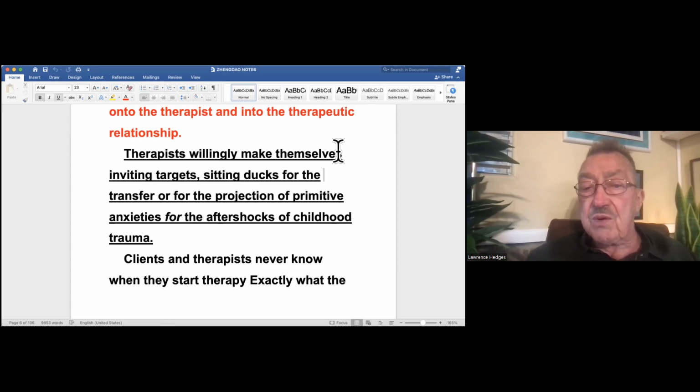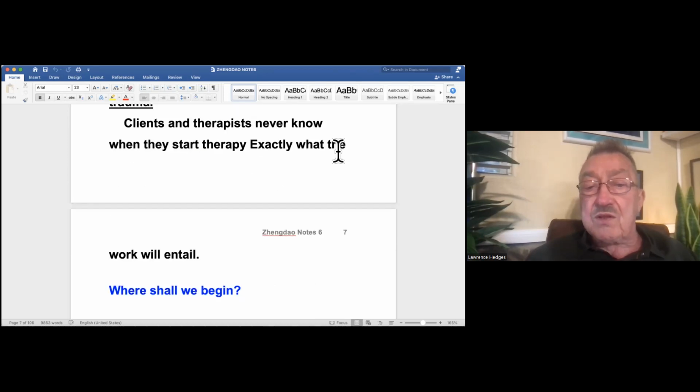Clients and therapists never know when they start therapy exactly what the work will entail. When over- or understimulating traumas occur in infancy, that is, when there's not enough response from the environment, or when the response from the environment is too strong or overwhelming, in infancy or before birth, such as fetal alcohol syndrome or other pre-birth traumas, then a particular scar is left.